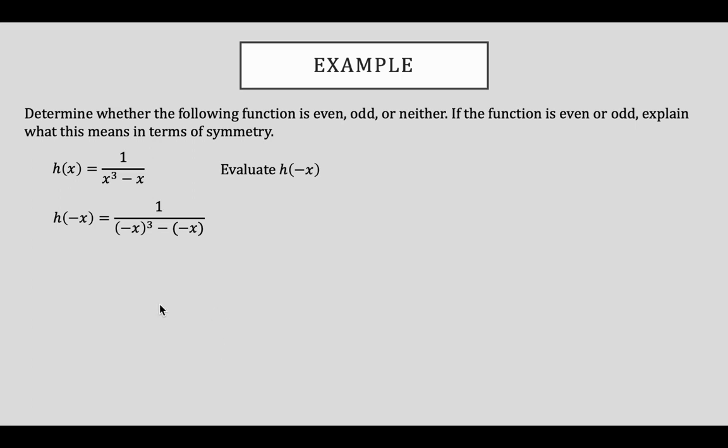Well, here, again, we have a negative that is being cubed. Anytime I raise a negative to an odd exponent, that value will still stay negative. This will simplify into negative x cubed. Here, I am subtracting a negative x. Subtracting a negative x turns into adding x, leaving me with 1 divided by negative x cubed plus x.